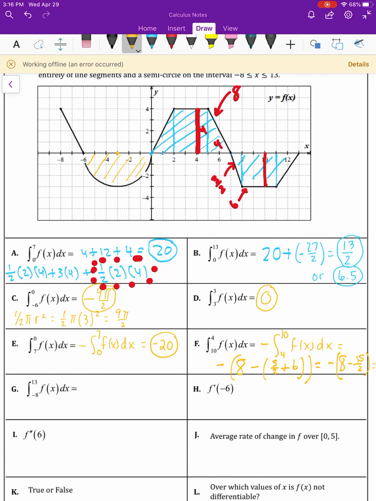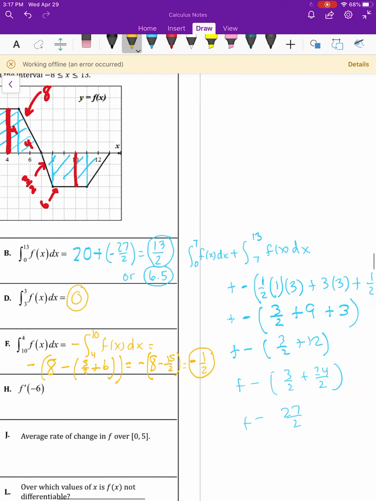Integral from negative 8 to 13. So that's going to take us all the way across. The only one that we haven't done yet is this. And this one would be 1/2. My base is 2. My height is 4. So this is 4. So let's go ahead and think about this. We'd have a positive 4. We have a negative 9 pi over 2. We have a positive 20, because that was our 0 to 7.